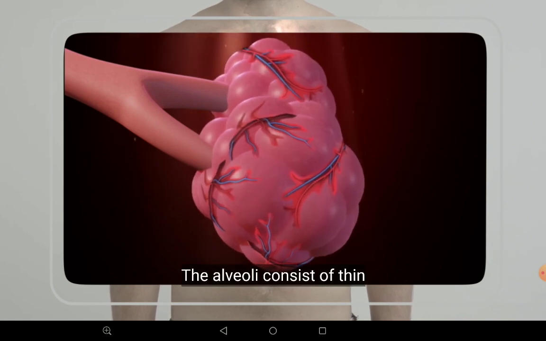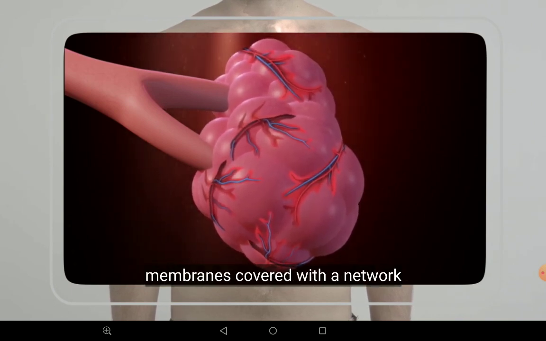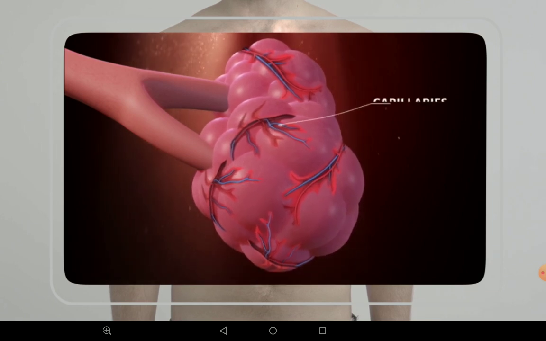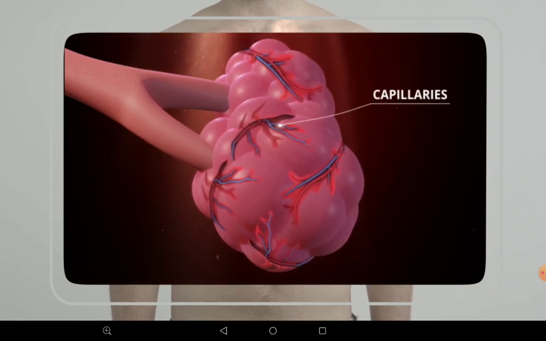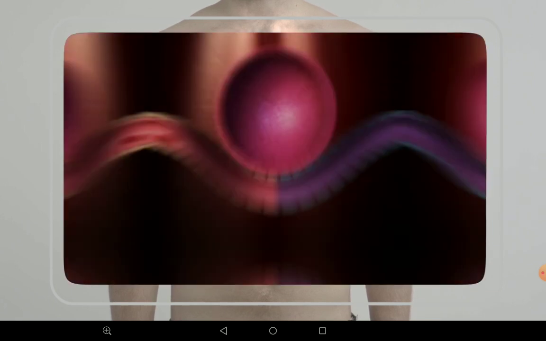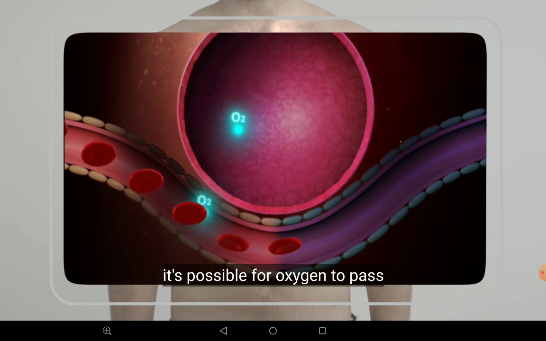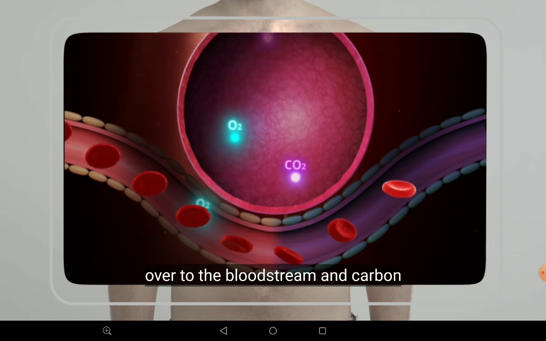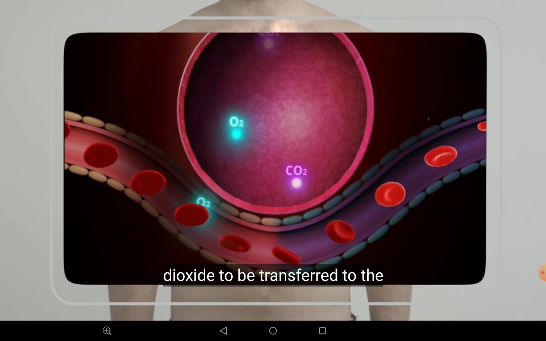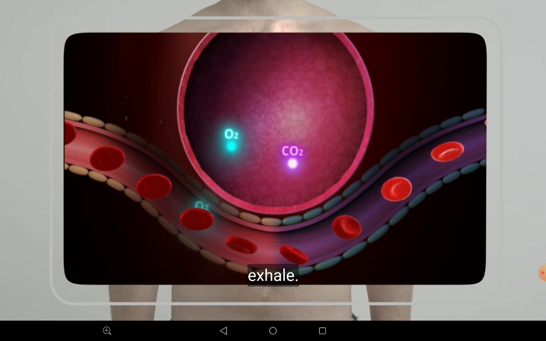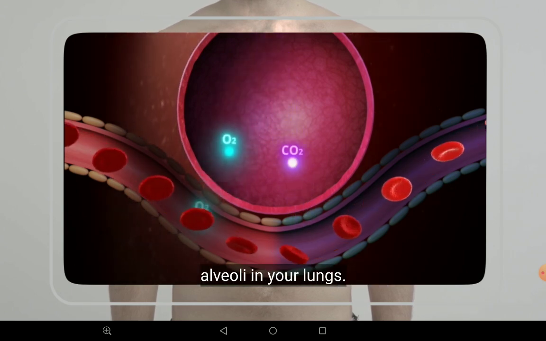The alveoli consist of thin membranes covered with a network of fine blood vessels, capillaries. Since the membrane is so very thin, it is possible for oxygen to pass over to the bloodstream and carbon dioxide to be transferred to your lungs and be released when you exhale. There are hundreds of millions of alveoli in your lungs.